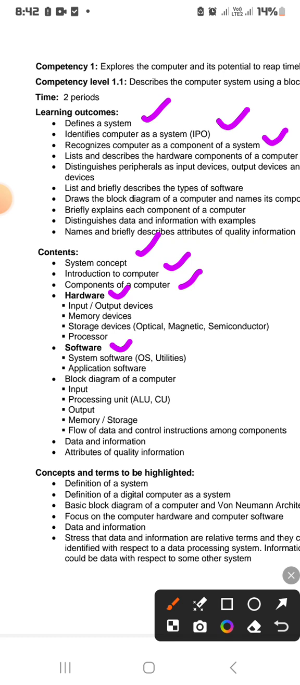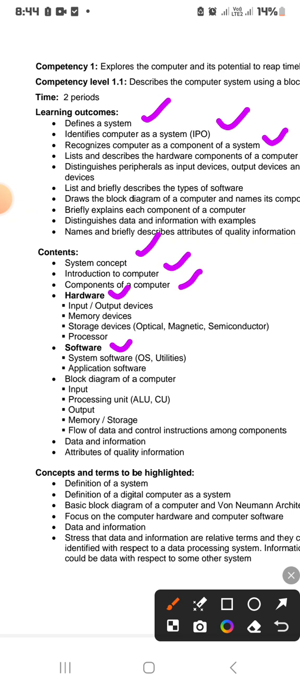So the fourth question, you can take it as: differentiate software and hardware. So what are the components of a computer? Those are input devices and output devices. So now we are going to study about input and output devices.